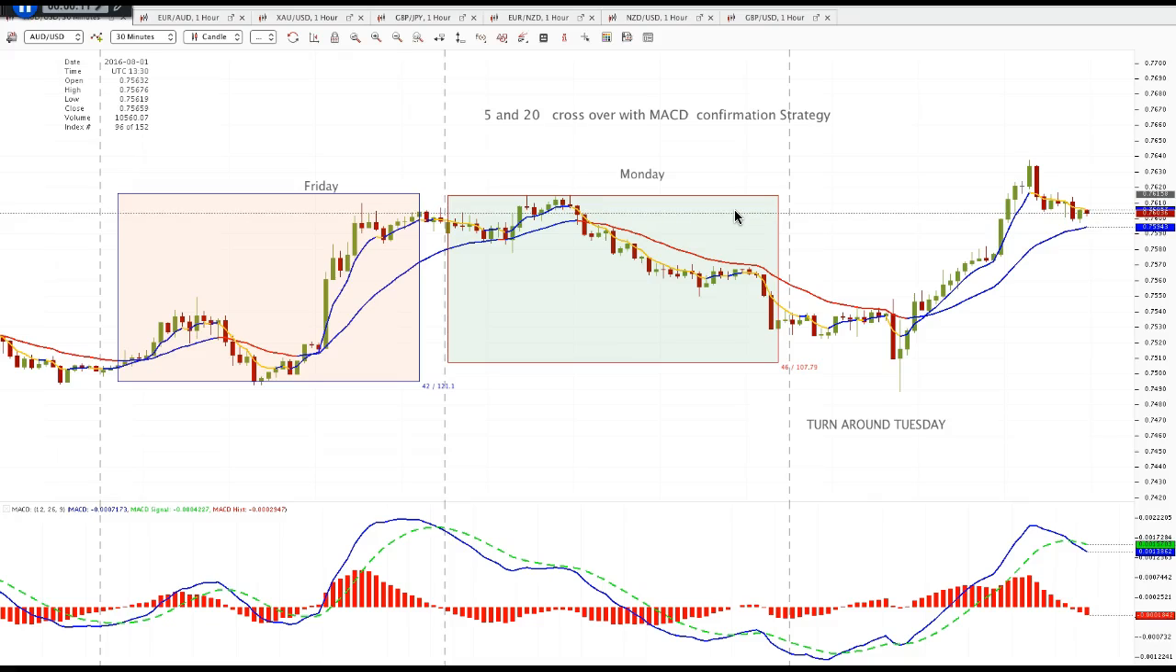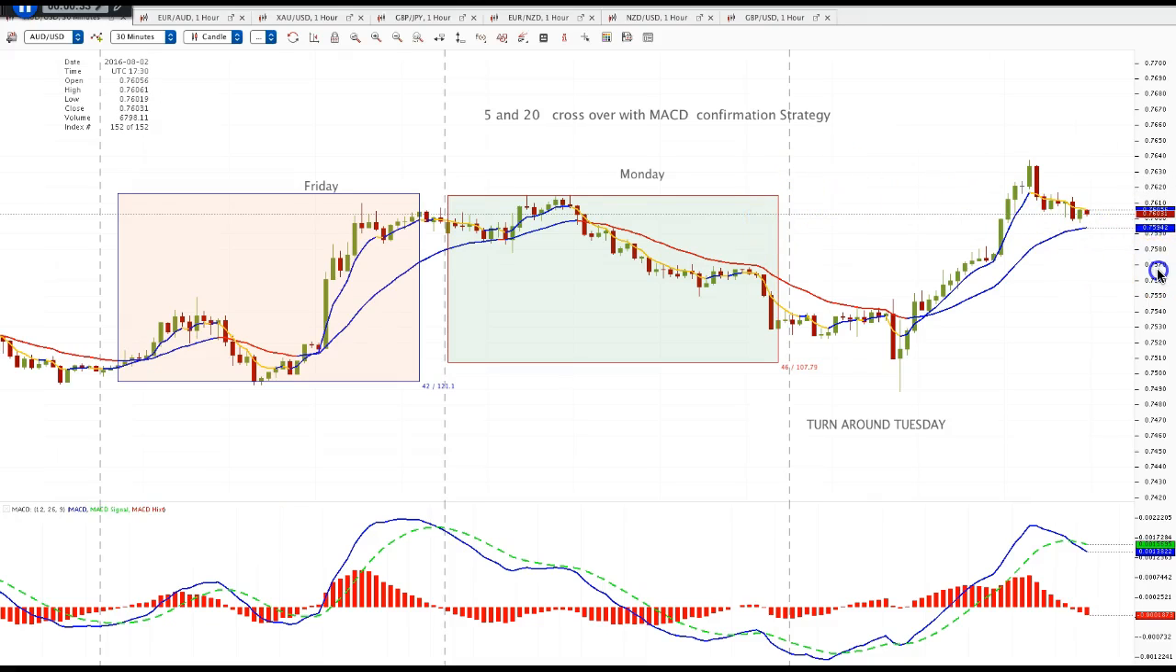Today is the strategy on a 30-minute chart using a 5 and 20 crossover. I know some of you are using a 21, and it doesn't really matter if you use a 21 or 20 moving average line. The difference is insignificant. So, a 5 and 20 crossover with a MACD confirmation strategy.